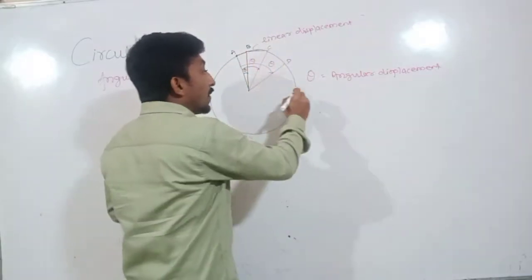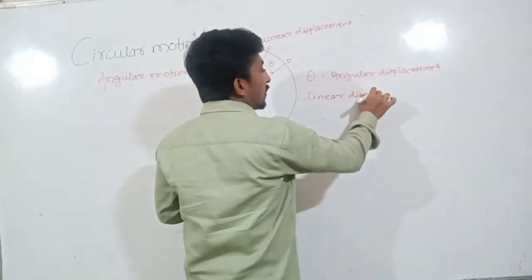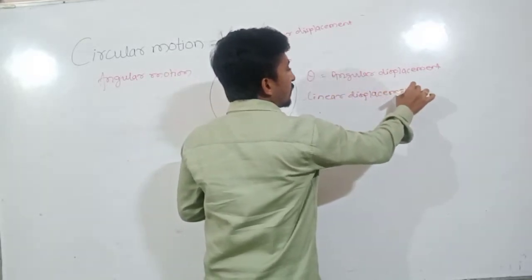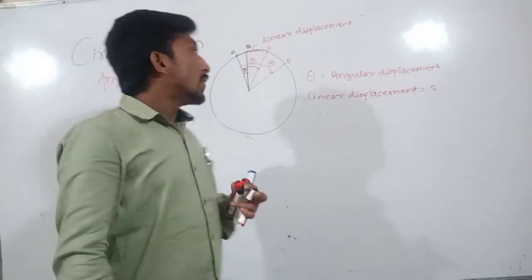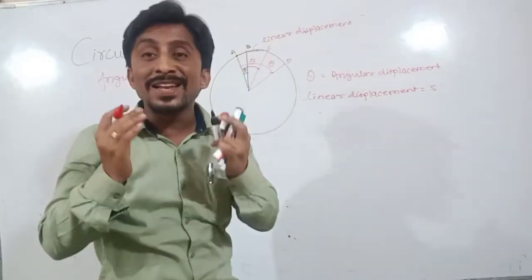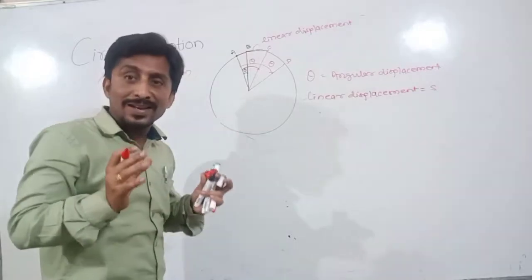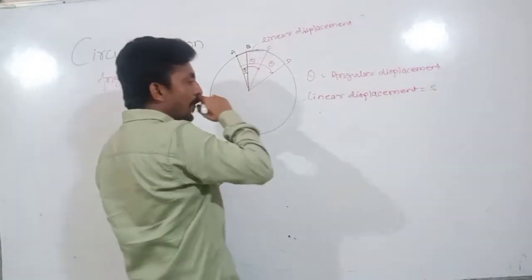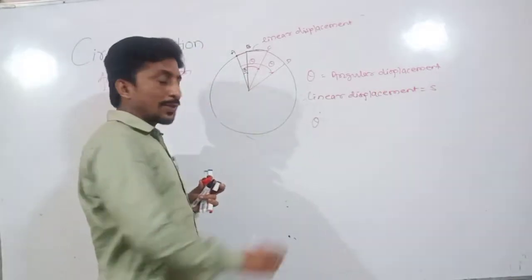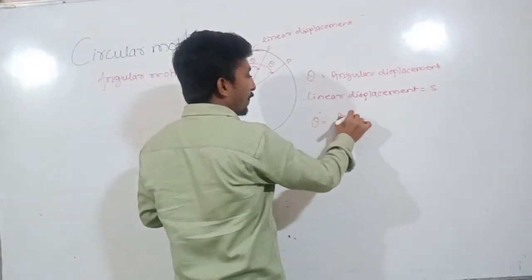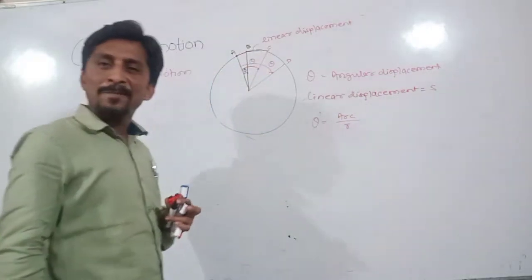So let us denote this linear displacement by letter S. We'll denote this linear displacement by letter S. So there must be some relation between the linear displacement and angular displacement. Okay. So what is the relation? Let's see. Now see here, in mathematics you have learned that angle subtended at the center is equal to length of arc upon radius of the circle. Length of arc upon radius of the circle.